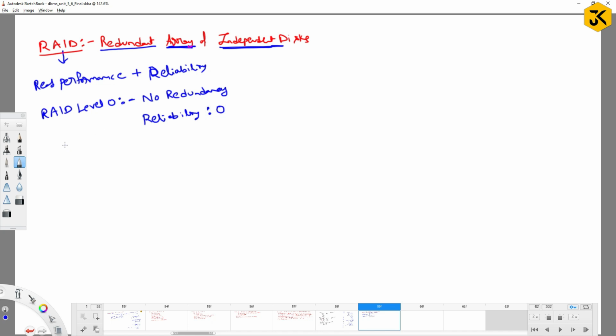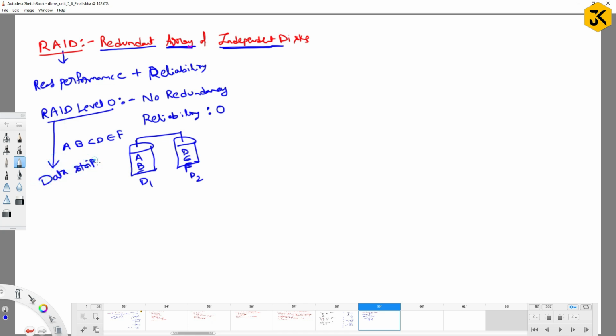For example, if I say the data is something like A, B, C, D, E, F, I am going to have 2 disks. One has A, B, C, D, E, F. Now, this is disk 1, this is disk 2. If the first disk fails, can you get it back? I haven't saved it, so I cannot get it back. So reliability is 0.